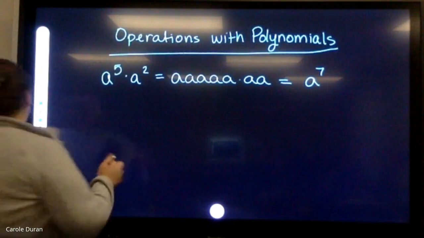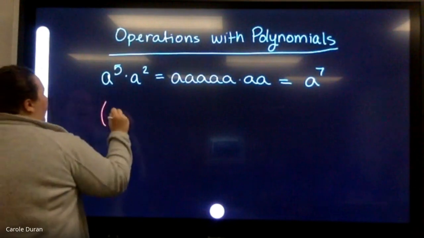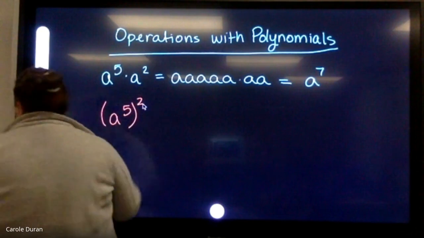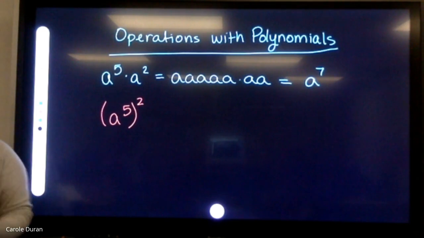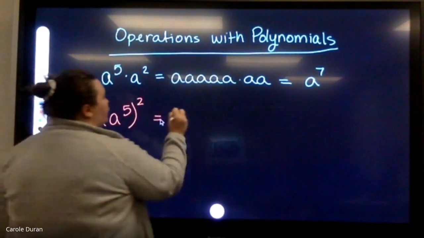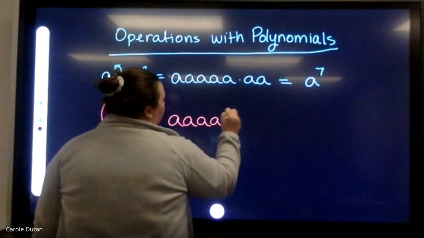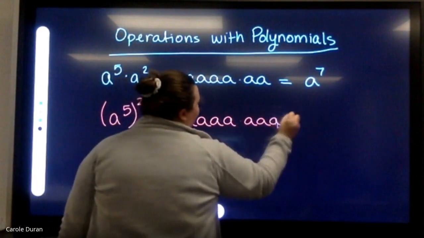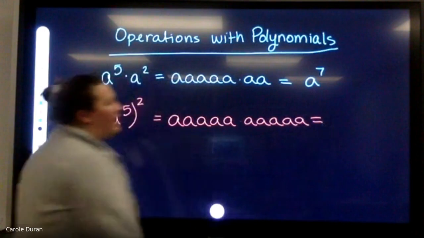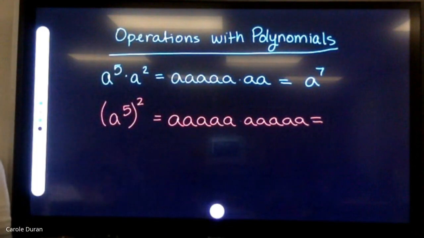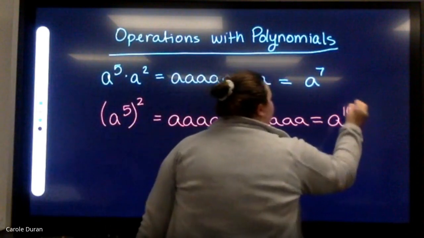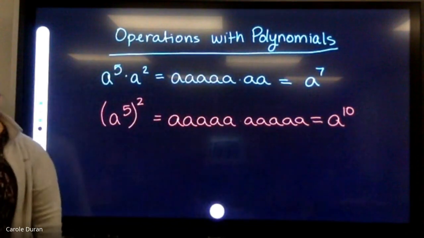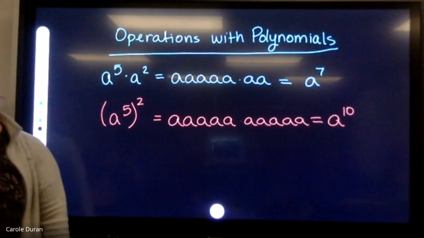I know, magical. What if I have a to the 5th raised to the 2nd power? Which is the same as a to the 5th times a to the 5th, which means I have two groups of 5 a's. How many a's do I have in total? 10. So that is the same as a to the 10th. So logically, if I'm raising a power to a power, I multiply the exponents together.